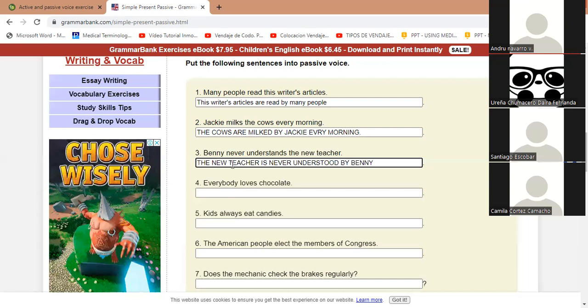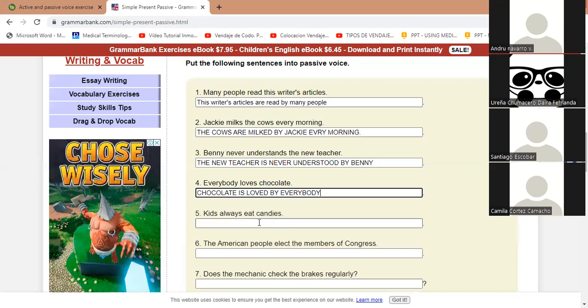Yeah, see, very good. Let's see, Daira, do number 4. Okay, teacher. Everybody loves chocolate. Chocolate is loved by everybody. Good, do number 5 also, Daira, because that was too easy. Number 5 too. Yes, okay. Kids always eat candies. Candies are eaten always by kids. Okay, very good. I bet kids always eat candies. Candies are always eaten, right? Yes. By kids, very good.